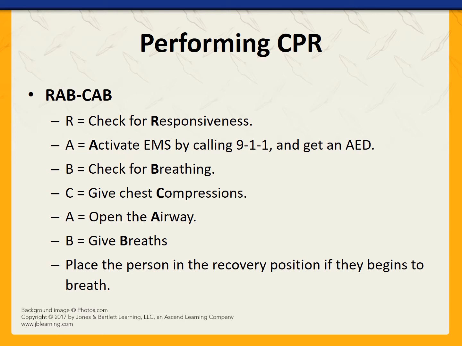Third, B, check for breathing by placing 2 fingers on the carotid artery closest to you to find a pulse, while looking down across the person's chest to see if it's rising and falling. C, compressions. Begin chest compressions. A, open the airways by performing a head tilt chin lift. Lastly, administer 2 short breaths. B, give breaths. Up next is watching a video on how to do adult and child CPR step by step.